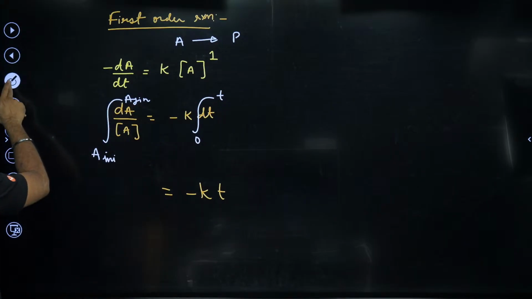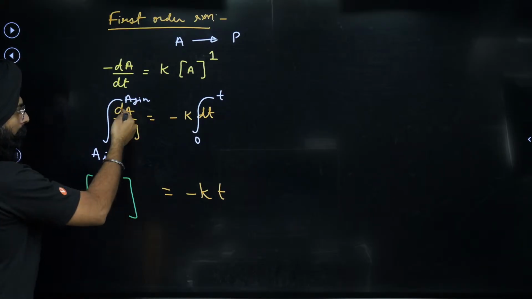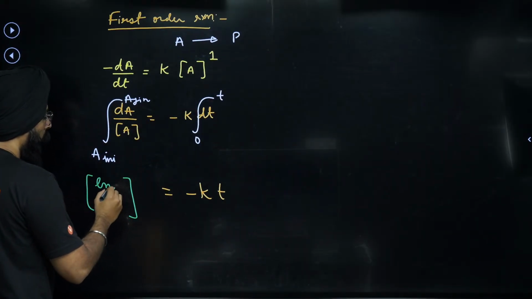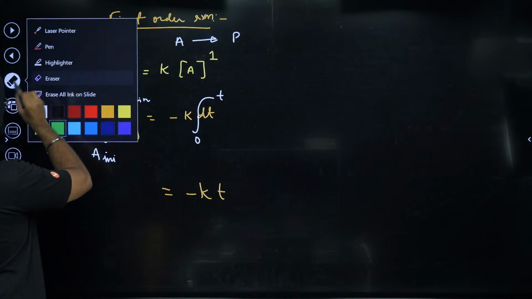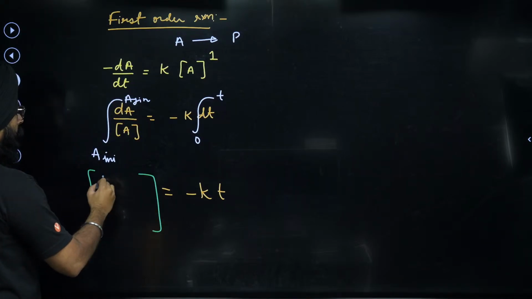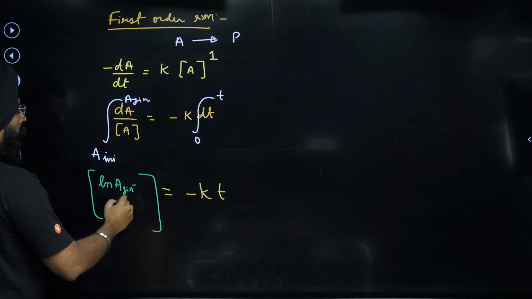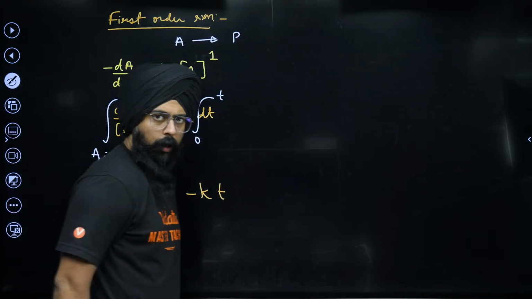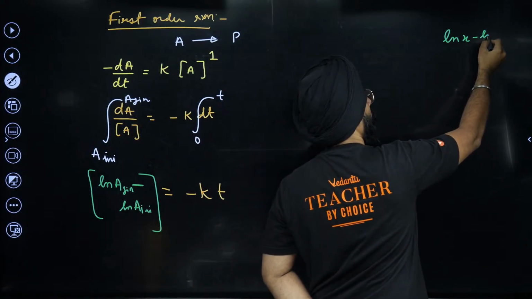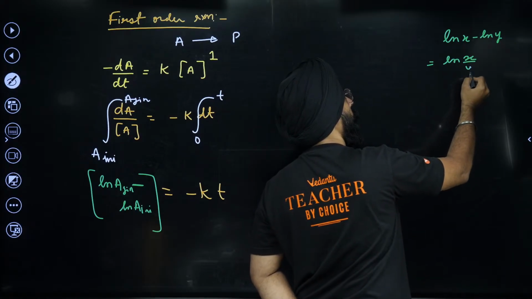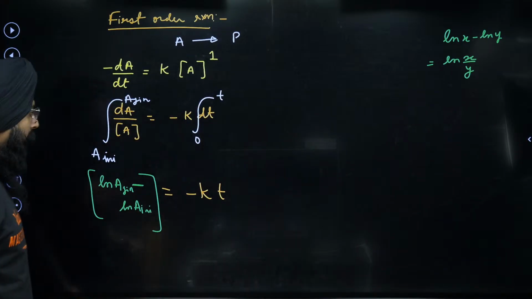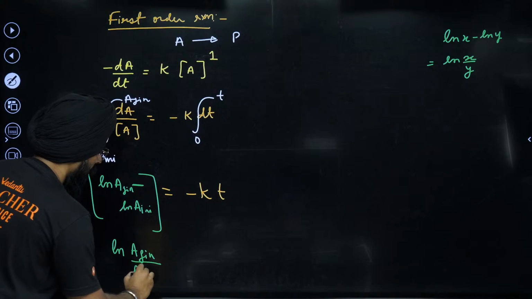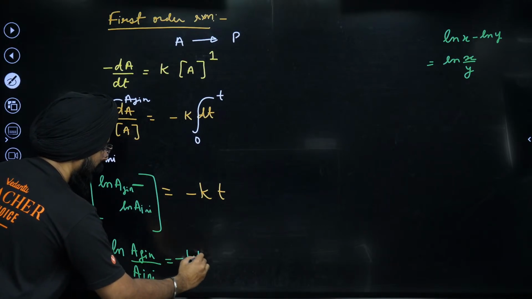Okay. What will happen to the left side? The left side is basically 1 by x. Integral 1 by x is ln of x. So we will put ln of A final minus ln of A initial. People, do you remember the properties of log? Ln x minus ln y is equal to ln x by y. So this can be written as ln of A final upon A initial is equal to minus kt. Done, people. Derived.